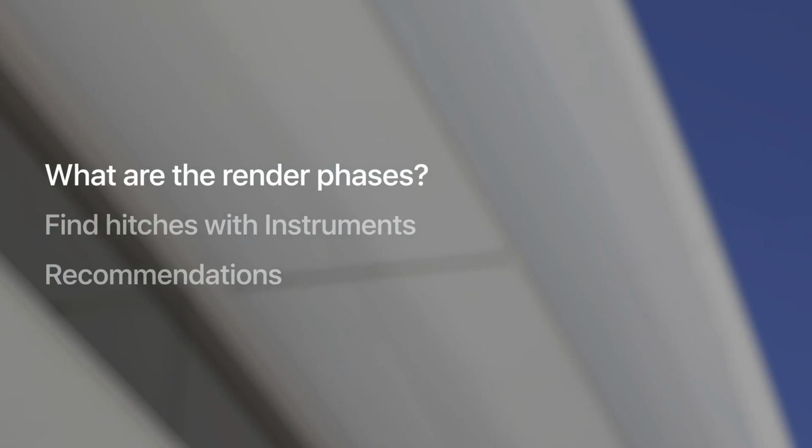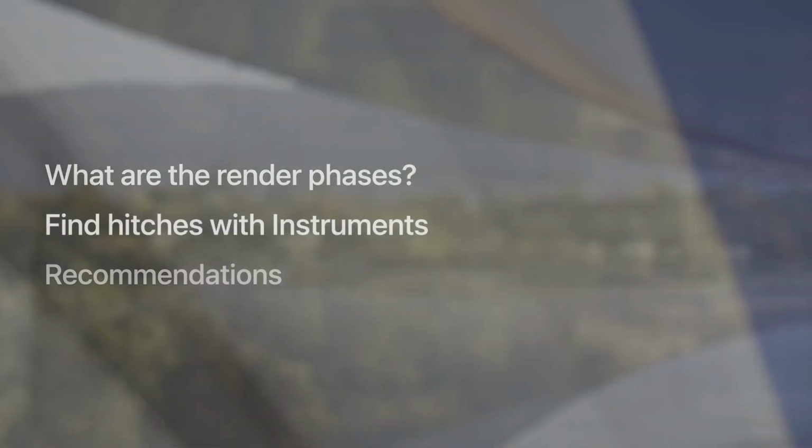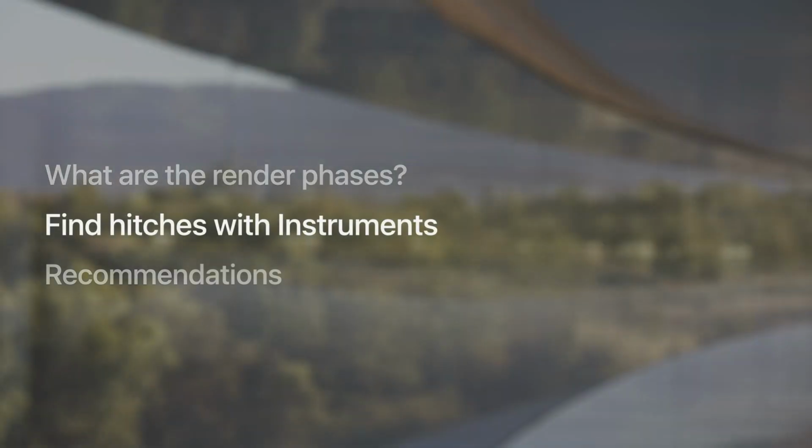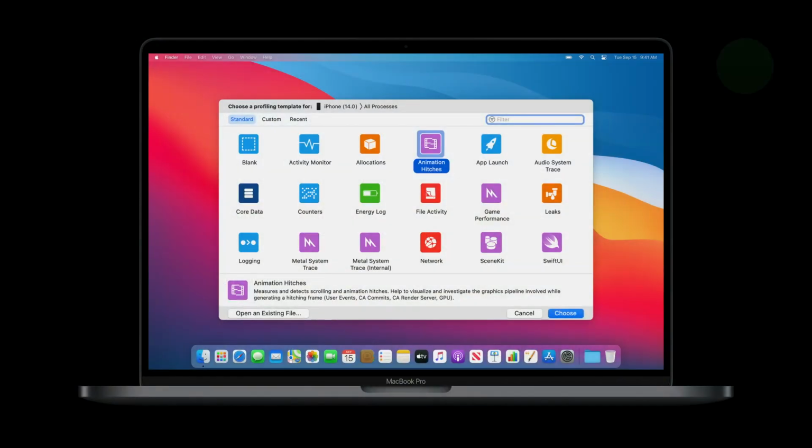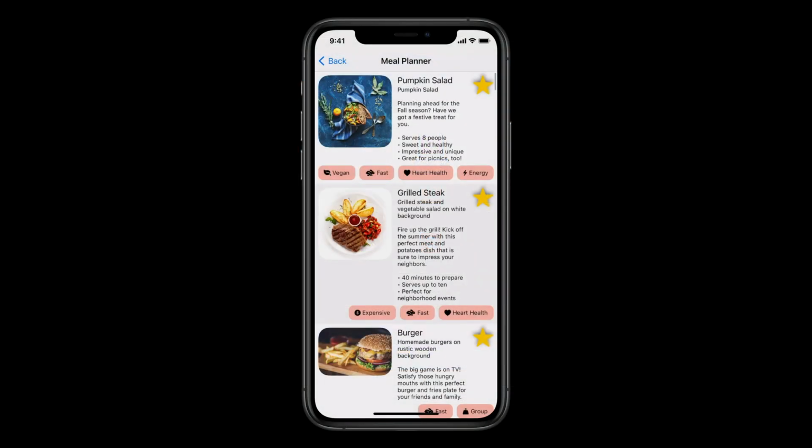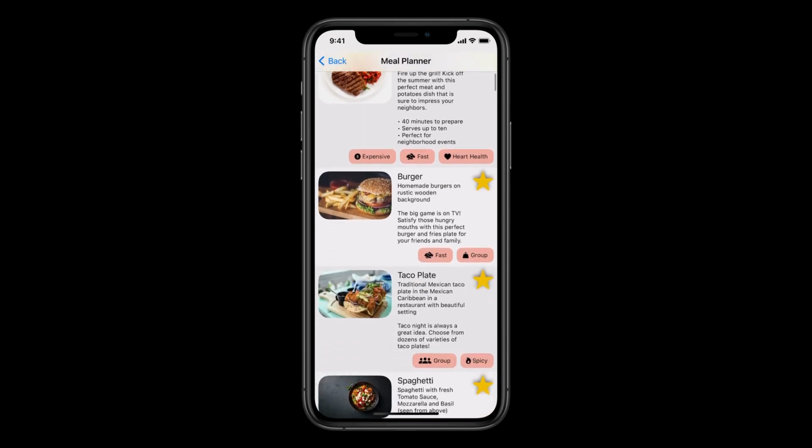Now that we've described the details of the render phase and seen how a high number of off-screen passes can cause them, let's move to our second topic, finding hitches with instruments. In Instruments 12, we released a new instrument template to profile hitches in your apps. Some users have complained about hitches in the Meal Planner app, and I'd like to investigate, so I begin an instrument and start scrolling in the app.